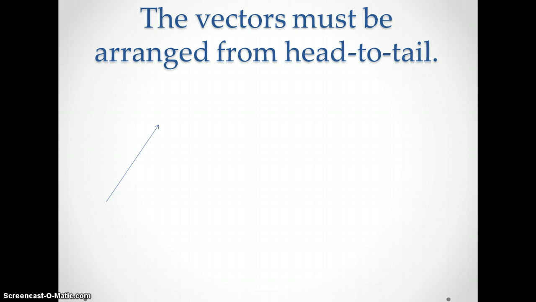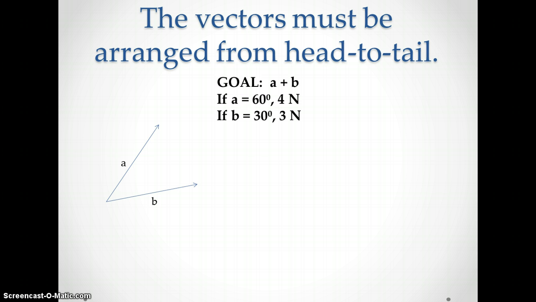So, when given a vector A and a vector B at certain angles, our goal would be A plus B, if A is 60 degrees and B is 30 degrees, and then A is 4 and B is 3. So we're given this and we assume that that is our resultant vector, but that is incorrect because the vectors are not arranged head to tail.